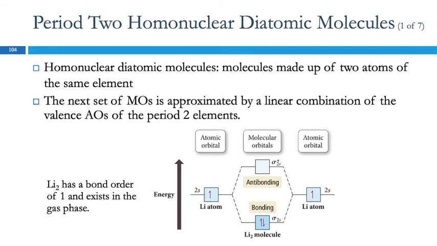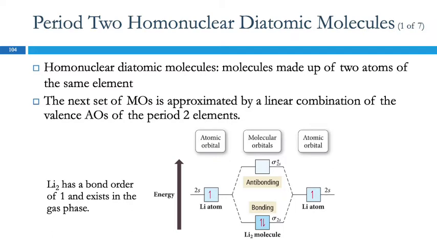So we are only going to be talking about diatomic molecules, 2 atoms, because that's as simple as you can get. And first we'll talk about homonuclear diatomic molecules. So the molecule is 2 atoms of the same element. So H2, He2, those are homonuclear diatomic molecules.